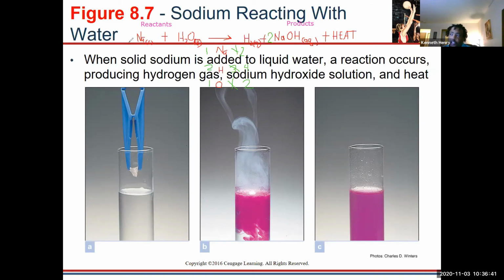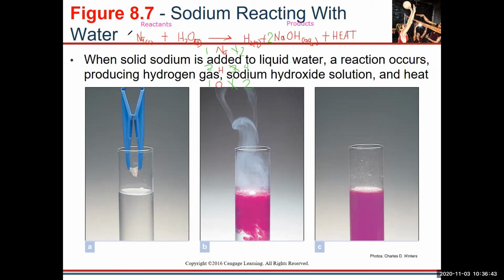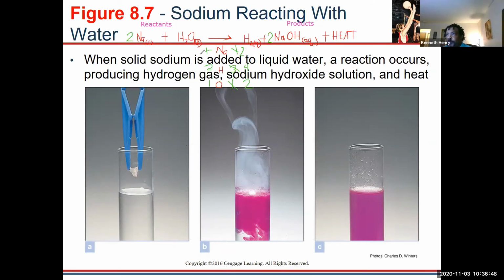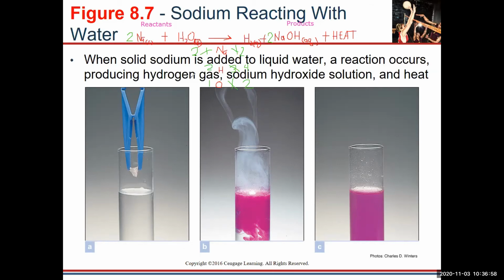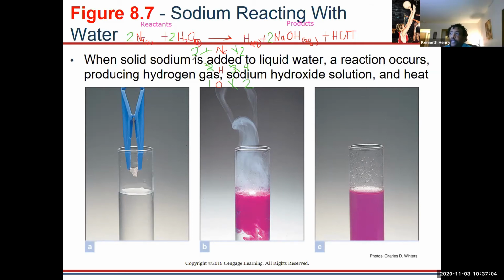So there's just one sodium here, so we can put a coefficient of 2 in front of the Na. Okay, so then that gives me 2 sodiums. Is there a way that I can balance out those hydrogens? Yeah, multiply H2O by 2. Okay, so I put a 2 coefficient in front of it. So then that gives me 4 hydrogens, and that gives me 2 oxygens.